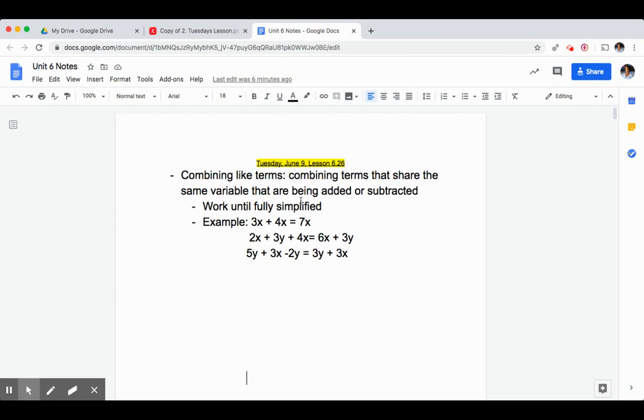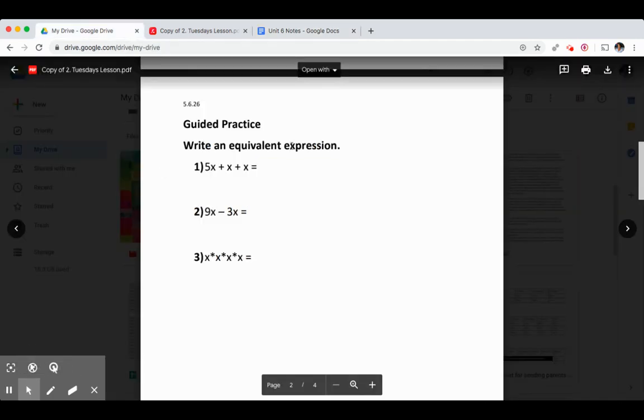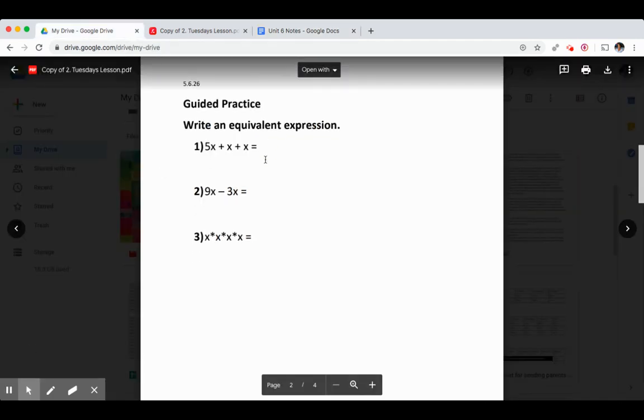So they would need to be exactly the same to be combined. Once you're done taking your notes, come back to the video for practice problems. Now you're going to get started on your guided practice and come back to the video to check your work.